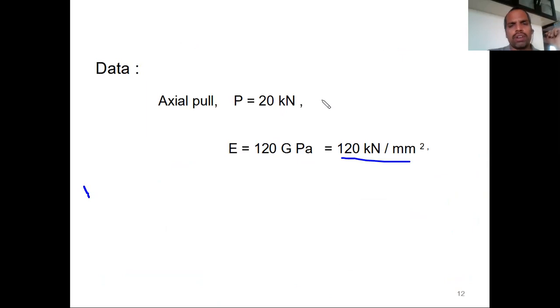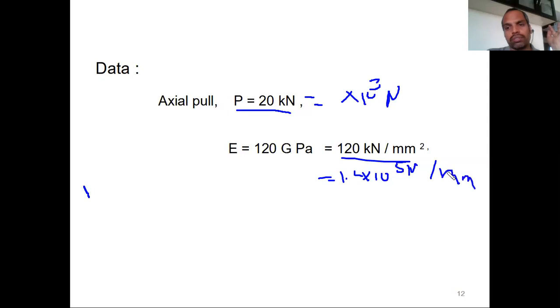It depends on our requirement, because I am keeping this force in kilonewtons, that's why I converted Young's modulus also into kilonewtons. Right? If you want this also in newtons, you put 10 to the power of 3 newtons, so this will become 1.2 into 10 to the power of 5 Newton per mm square. Kilo means 10 to the power of 3. Here also it is 20 into 10 to the power of 3.